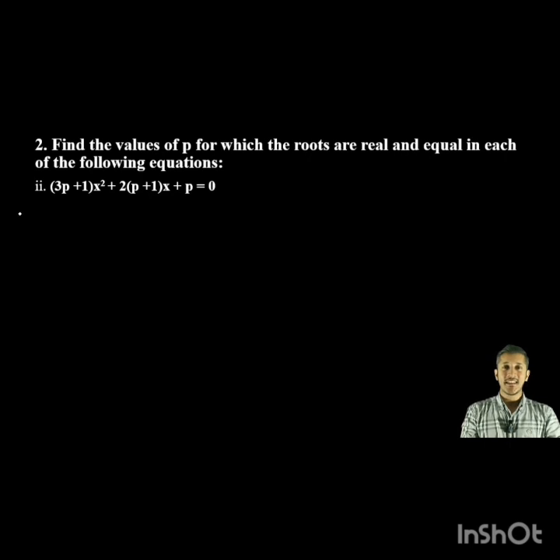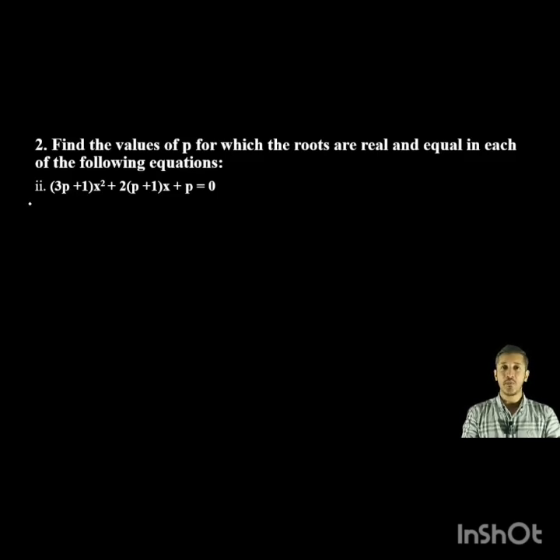The next question is similar to the previous one. Here the equation given to us is (3p + 1)x² + 2(p + 1)x + p = 0. Here again the roots are real and equal, so the same equation that we are going to solve is discriminant equal to 0, that is b² - 4ac = 0.